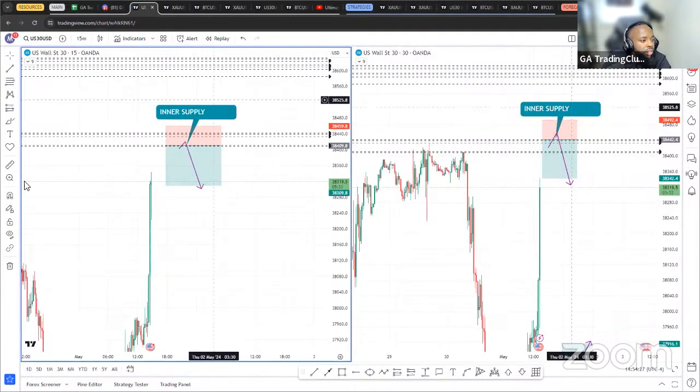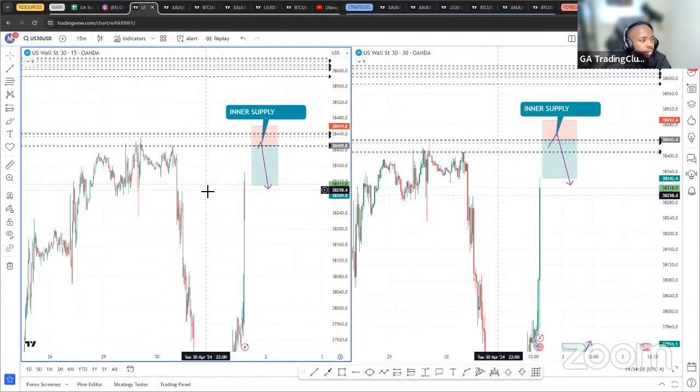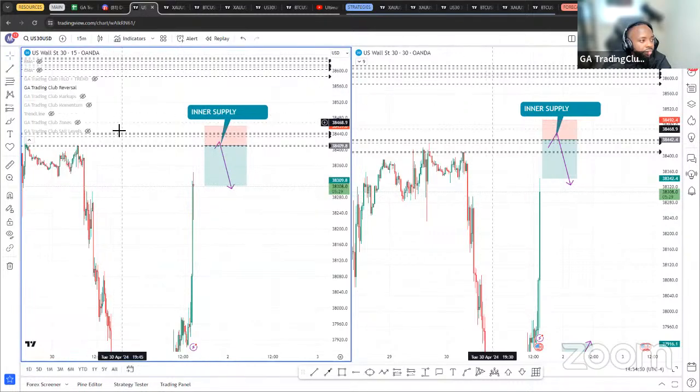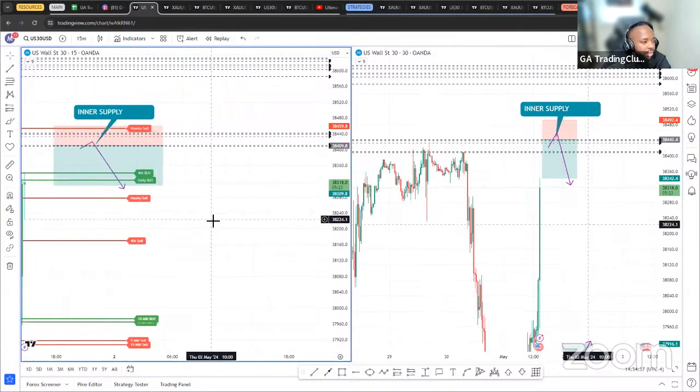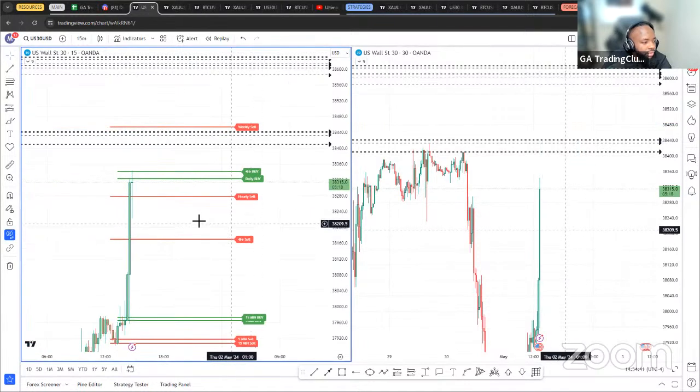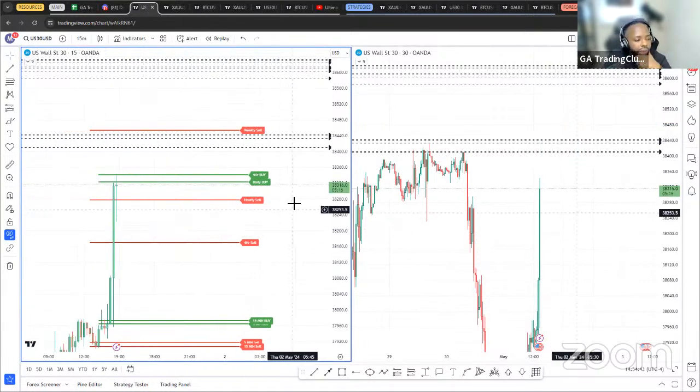But here for US 30, I'll be looking to take that 15-minute entry. I like how it looks. We also have a daily buy here on US 30. Okay, so let's look at these items first. Let me hide the other markups. So look at what we have here.